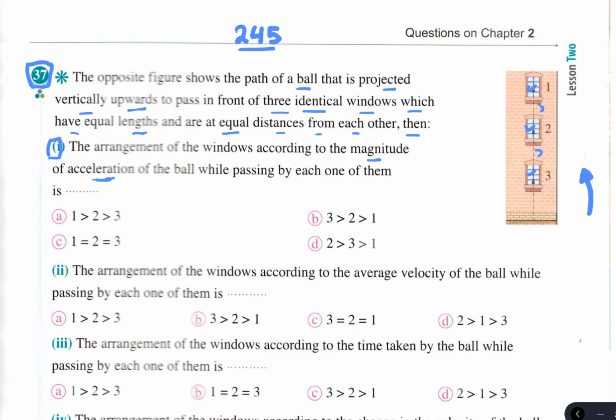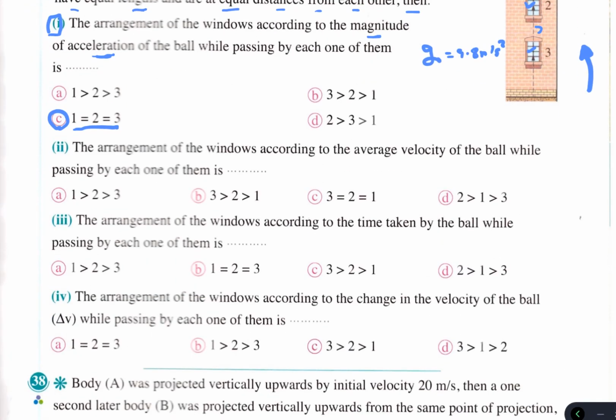The acceleration here is due to the gravity g. So the acceleration is constant, 9.8 meter per second square, right? So the answer will be letter C, 1 equal 2 equal 3. The acceleration at Windows 1 is the same as the acceleration at Windows 2 and Windows 3. Let's move to the next question.